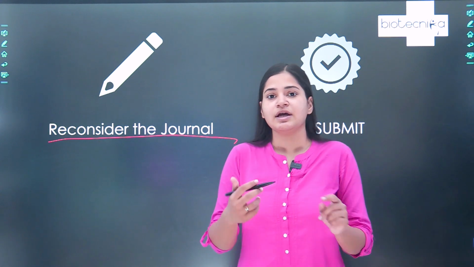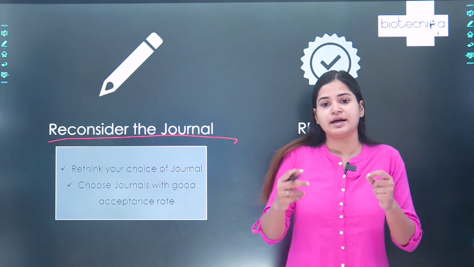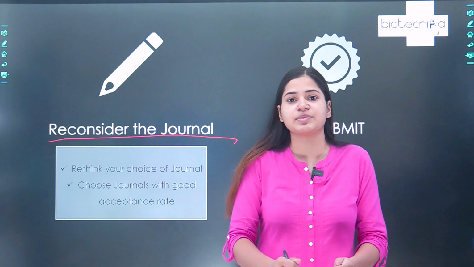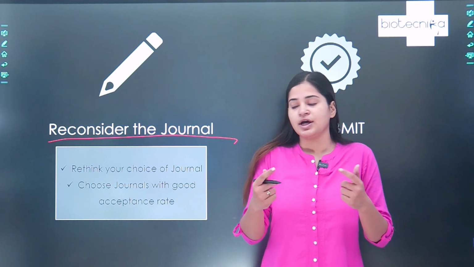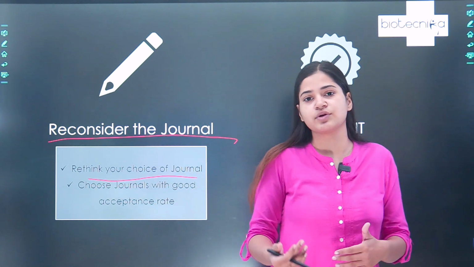The second thing that happens is that the acceptance rate is low and you are trying really hard to get accepted in that research journal. In that situation also you will face failure. So you should rethink the choice of your journal.